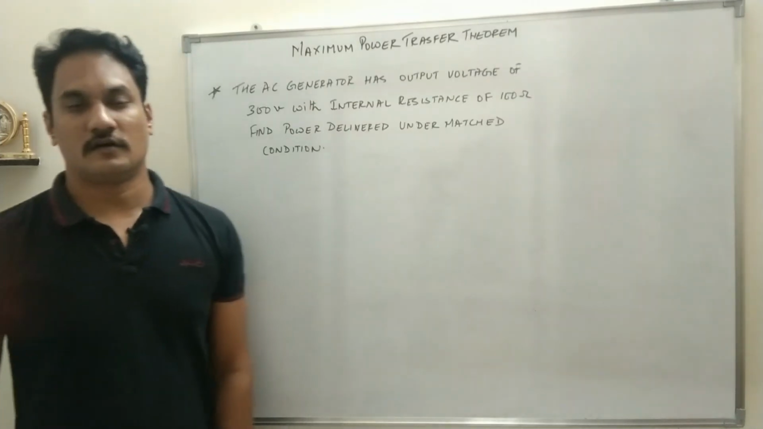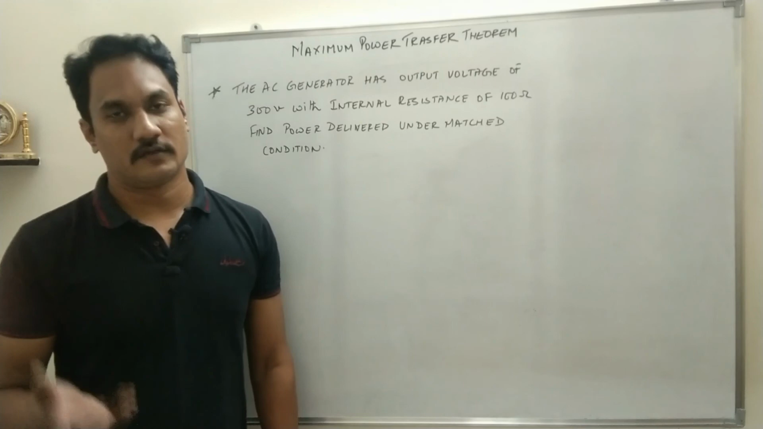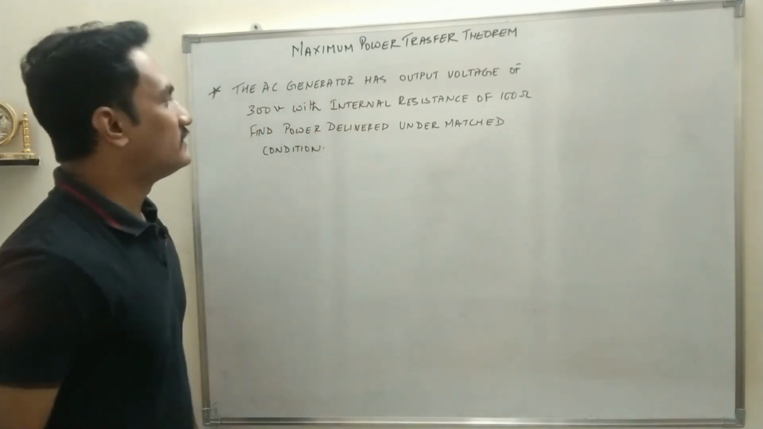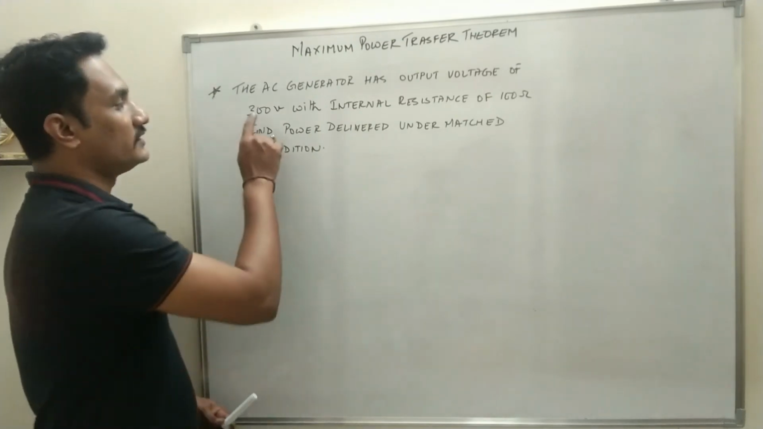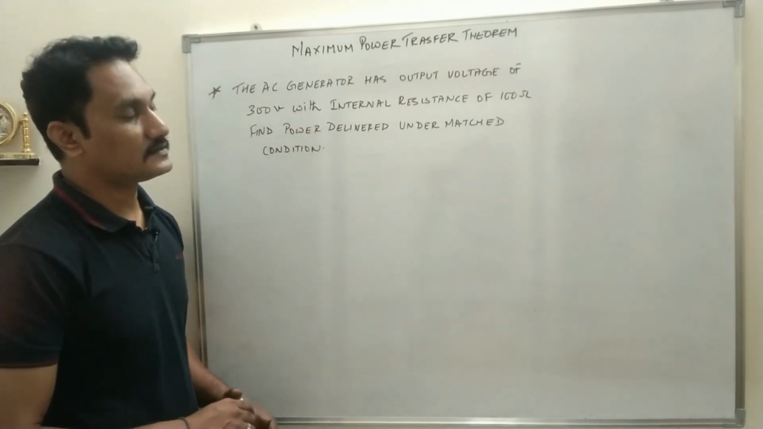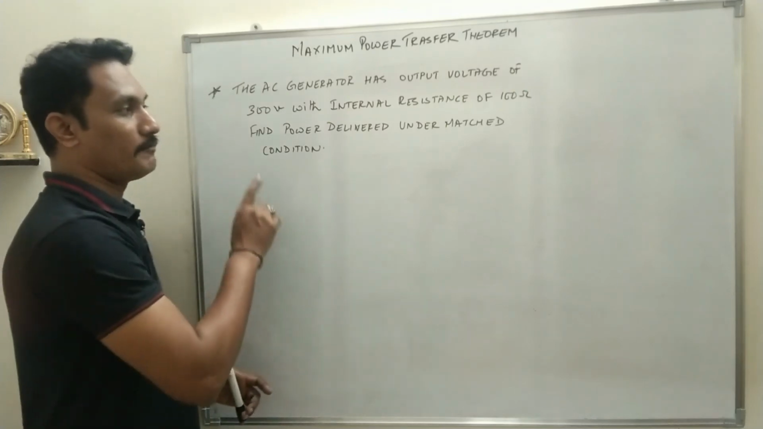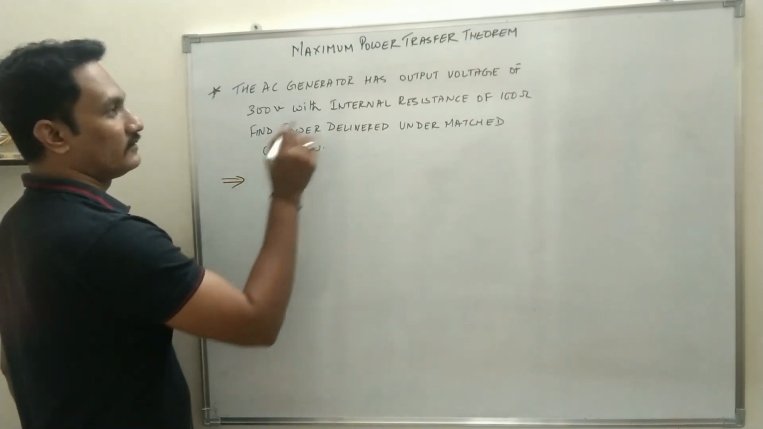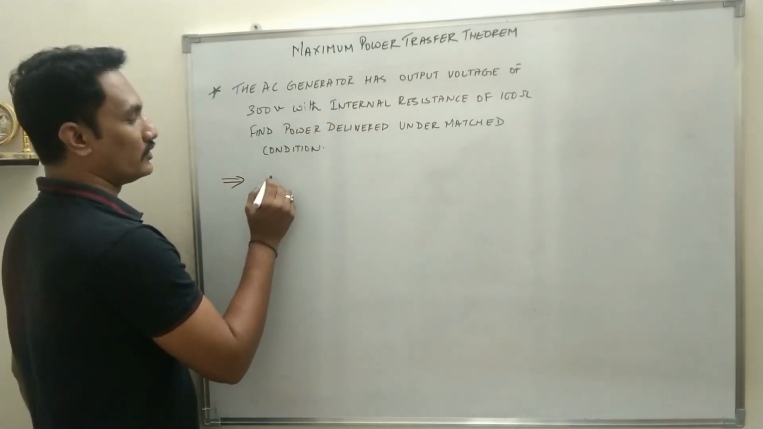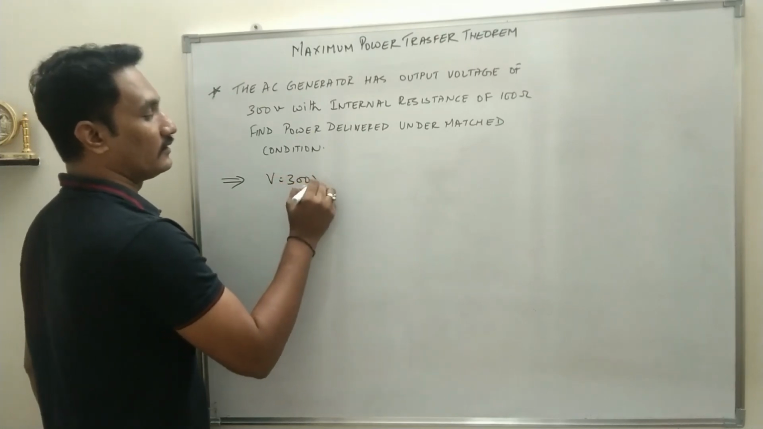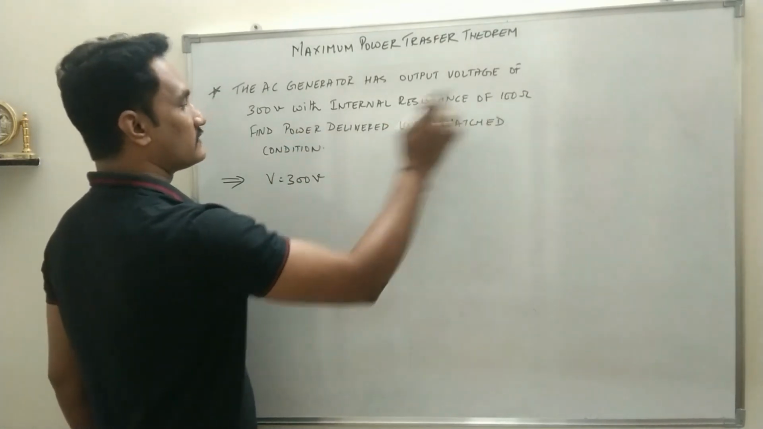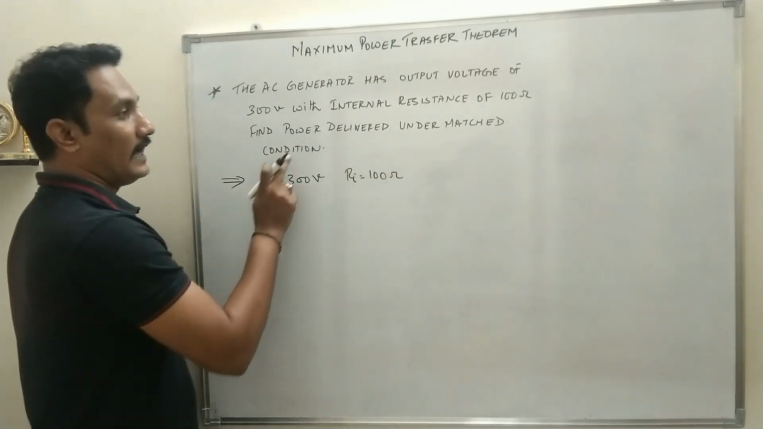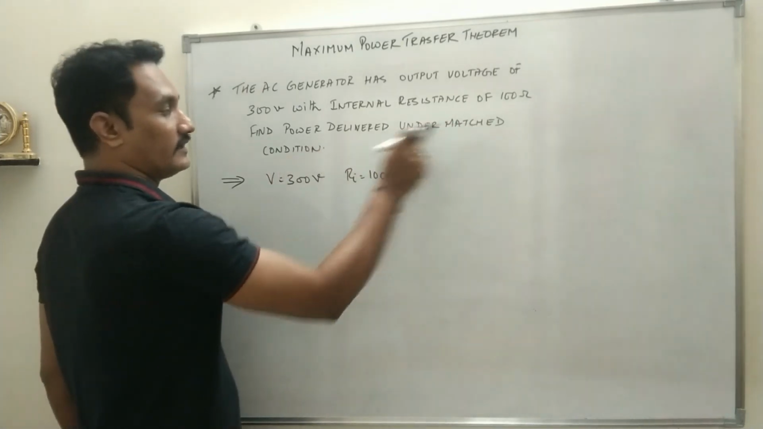There is one more way in which the problem can be asked on the maximum power transfer theorem. The statement is, an AC generator has an output voltage of 300 volt with internal resistance of 100 ohms. Find power delivered under matched condition. Okay, so what are the things which are given? V is given, 300 volts, with internal resistance of 100 ohms. That means Ri is equal to 100 ohms, and it has been clearly specified that it is under matched conditions.